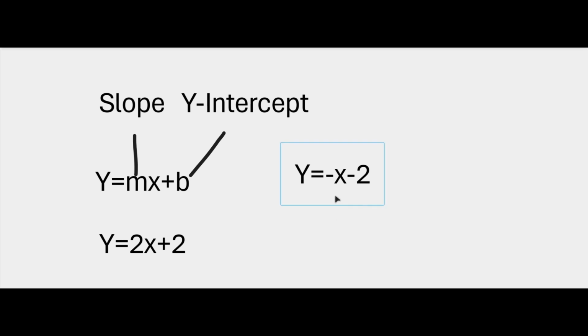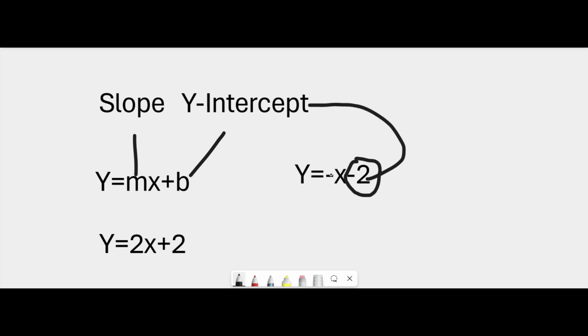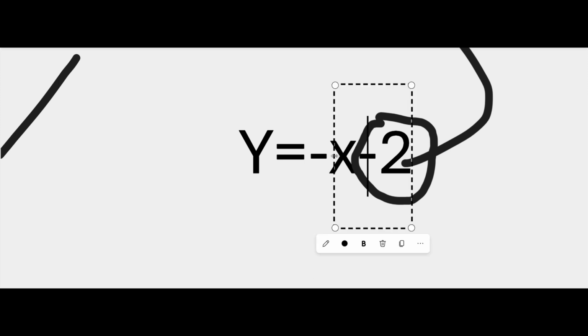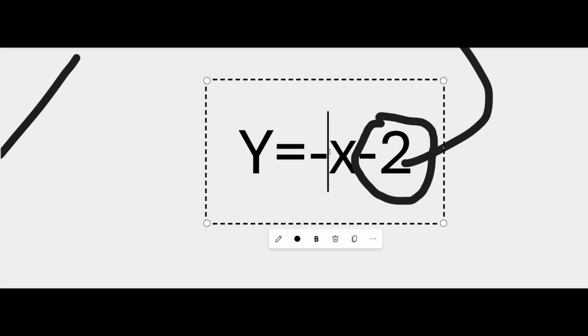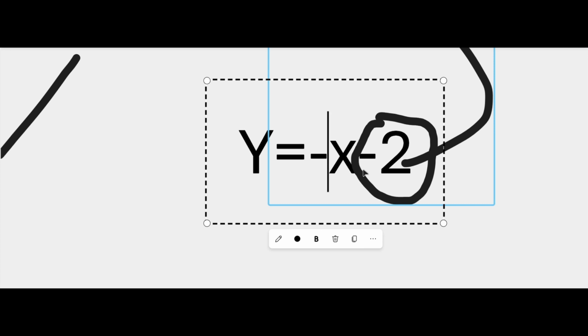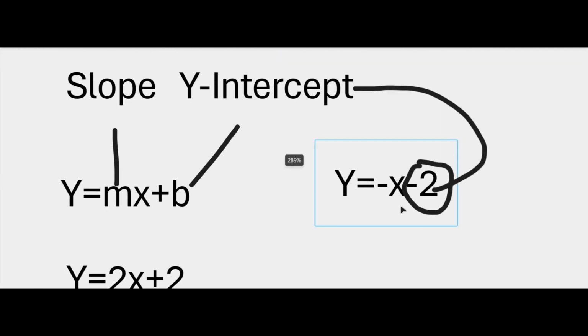The next example that we have is right here. y equals negative x minus 2. So the sign here is important. We're going to go ahead and say that this negative 2 is our y-intercept, and there's a 1 here. We don't see the 1, but there is a 1 right here. We don't ever write it out. So there is a 1 there, which means that our slope is going to be a negative 1.